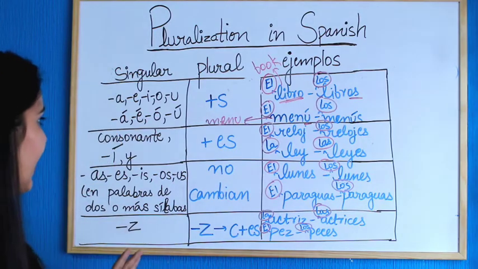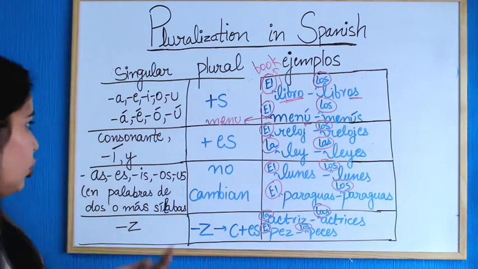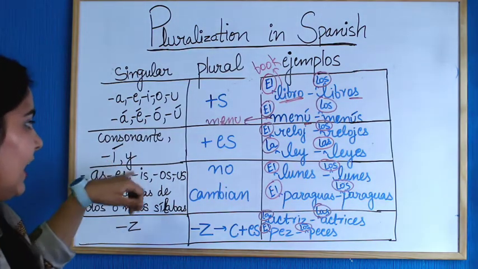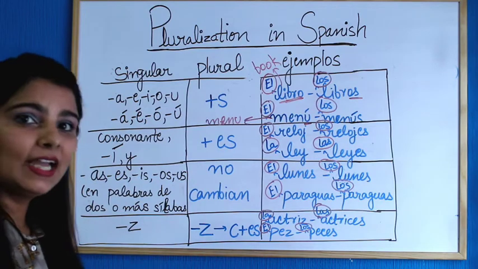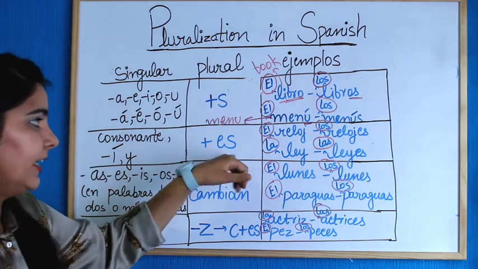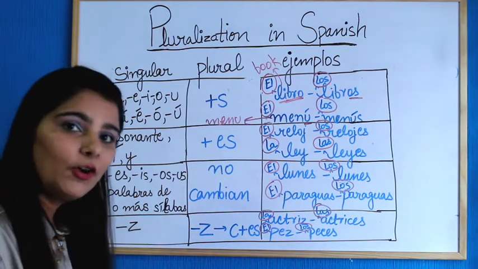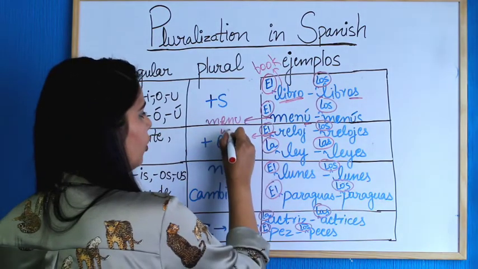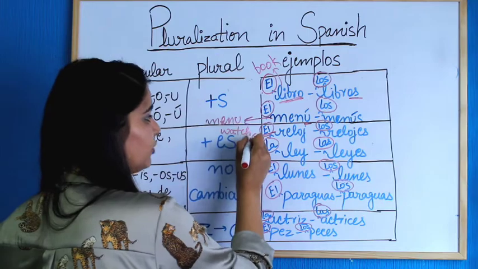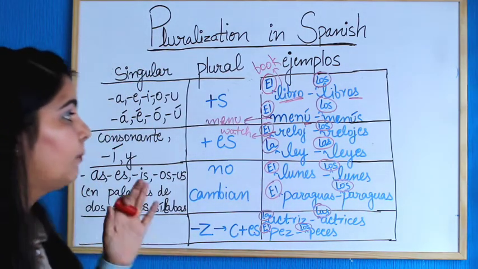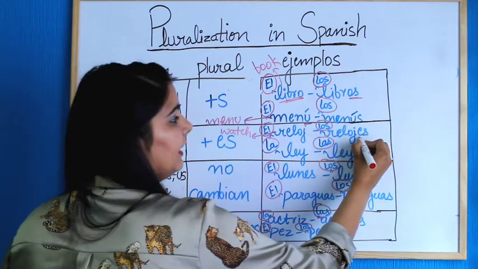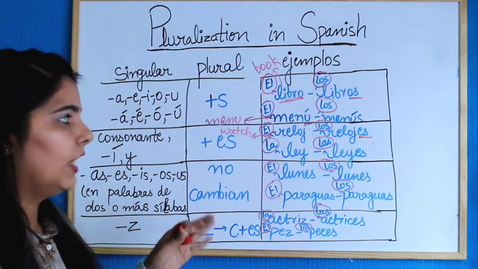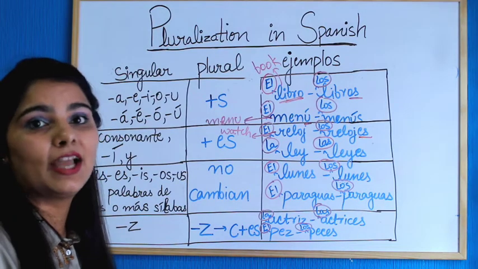Next, if we have a consonante, that means a consonant, or é, that is e with accent mark, or y, we always pluralize the noun by adding es in the end. For example, reloj is watch. It's masculine, so it's el reloj, and the pluralization would be by adding es in the end. So el reloj, and the plural form would be los relojes.